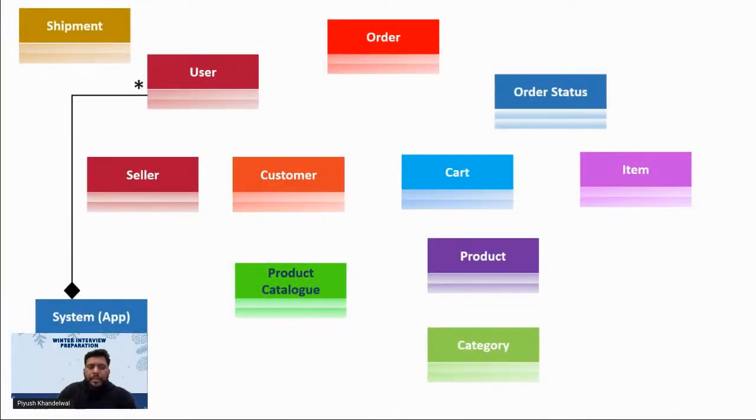So a system, this type of relationship is called, what do we call it? What is the type of this relationship? Tell me. Let me help you. Whether it's an aggregation or composition, tell me. Is it an aggregation or composition?